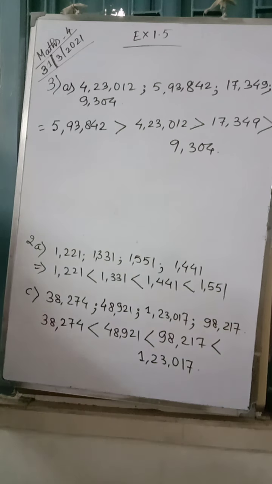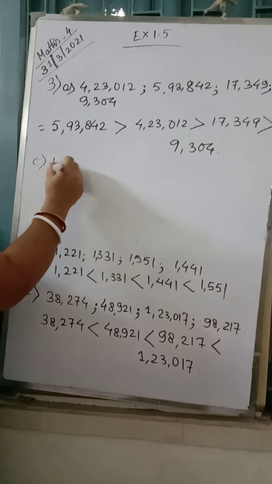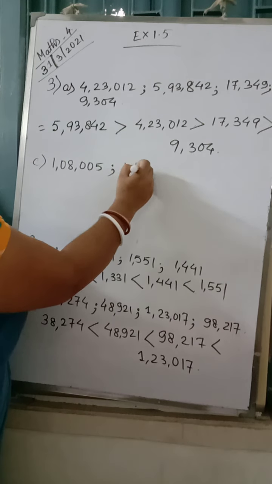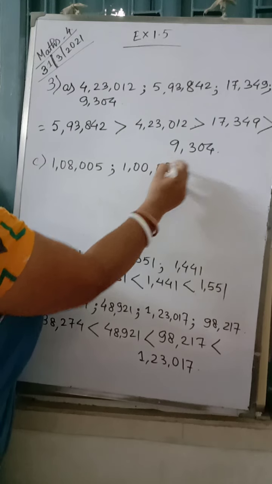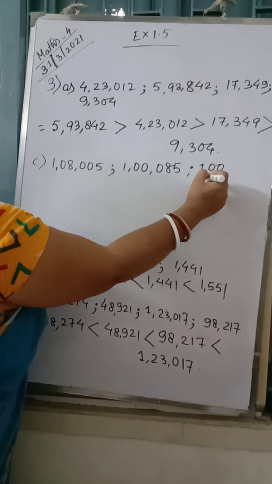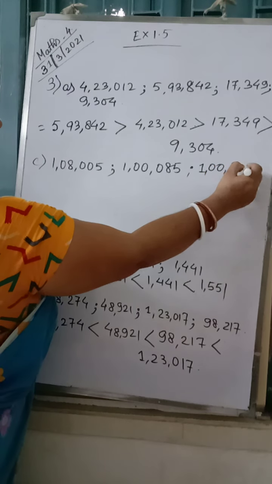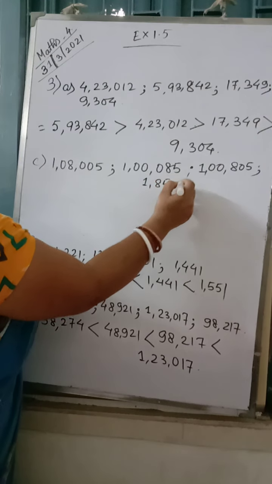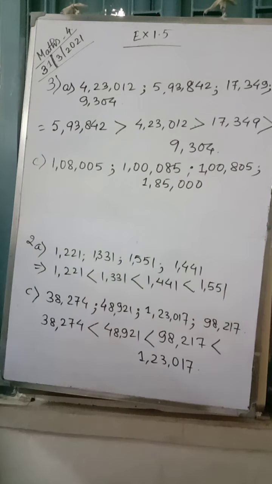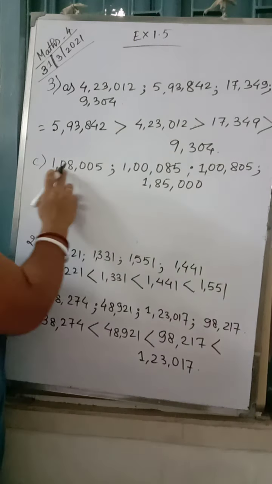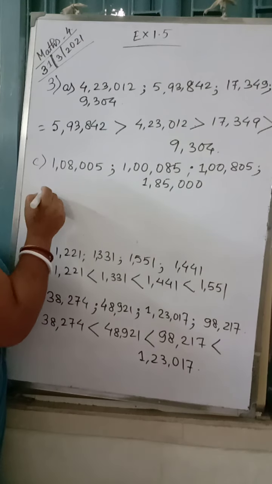Let us see number C. 1,08,005. Again 1,85,000. Again 1,08,005 and 1,85,000. Now you can see the lakh place is the same, 1 lakh everywhere. Come to the 10,000s place: 0, 0, 8. So this is the greatest number we have.